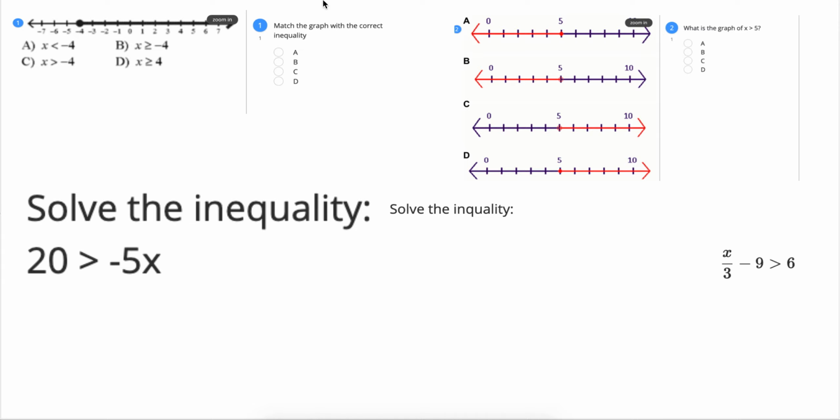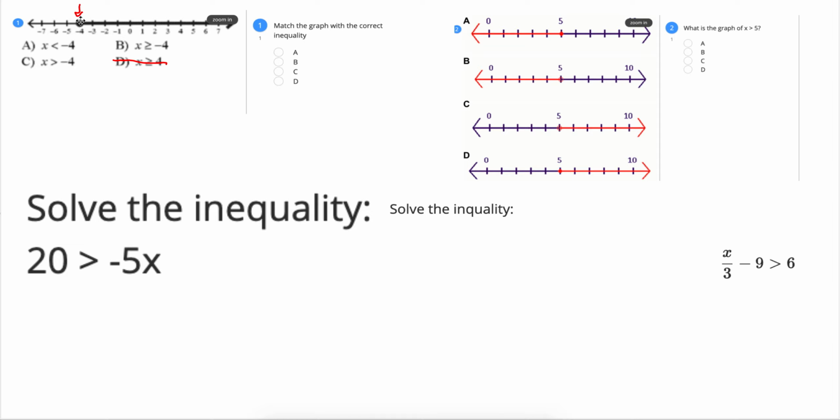Number 1 says match the graph with the correct inequality. So here's your graph. These are your options A, B, C, and D. If you look at your graph, the important thing you want to look for is to find our dot on the graph, where it is, which is right here. Okay, so that's at -4, so we can get rid of the +4 option.